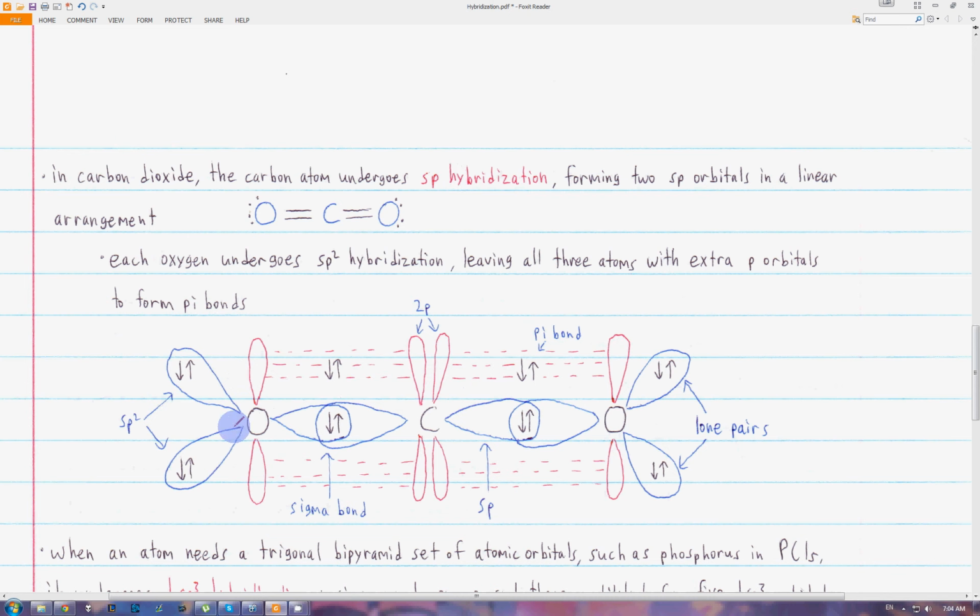So you can see the oxygens, they're using two of their hybrid orbitals to hold a lone pair, and then the other one forms a sigma bond with carbon. And then each of these leftover p orbitals is used to form a pi bond. And since carbon has two leftover p orbitals, it can form a pi bond with each of the oxygens.